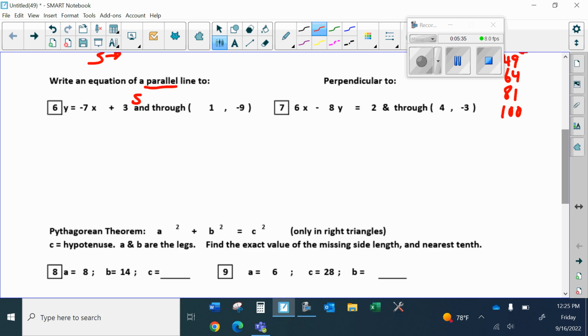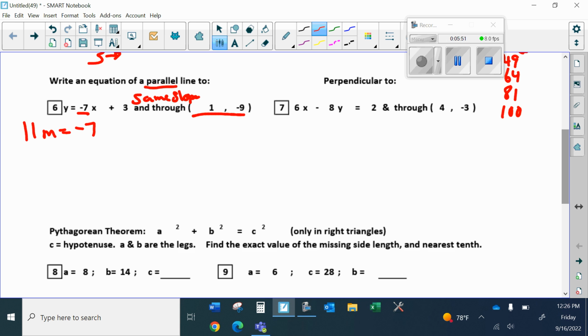Parallel, I should write down "same slope." I should see that it's already in slope-intercept form, so there's my slope. So I already know the parallel slope is -7. Write it down. You'd get a point for doing that.